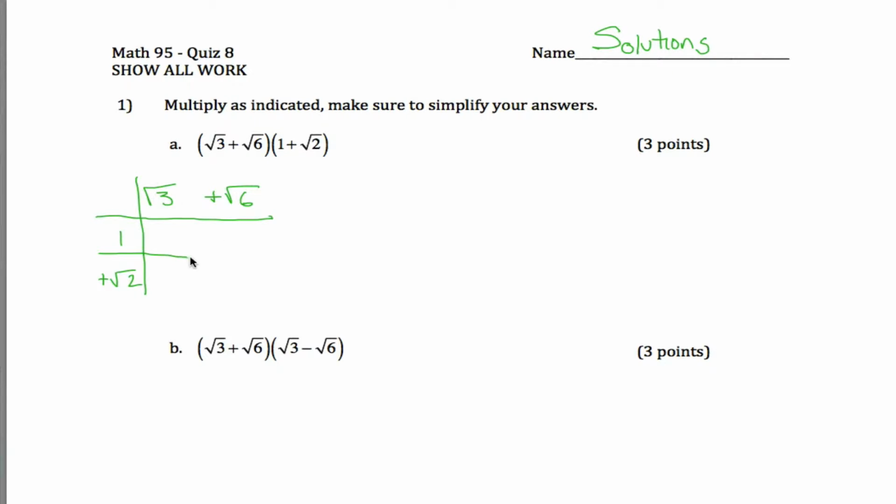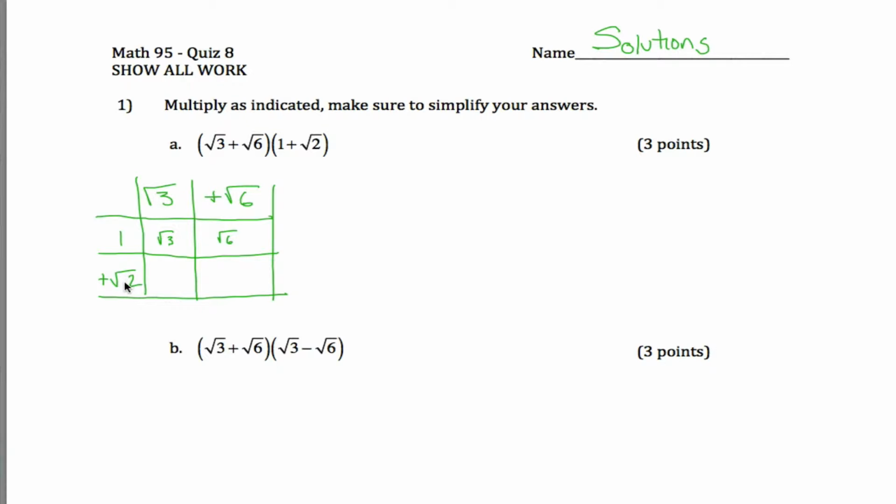Essentially this is the same as FOIL, except this method will work when you have more than two terms, whereas FOIL just works when you have two terms in each of the things you're multiplying together. Then fill in these four boxes, and that will be the product. 1 times the square root of 3 is just the square root of 3. 1 times the square root of 6 is just the square root of 6.